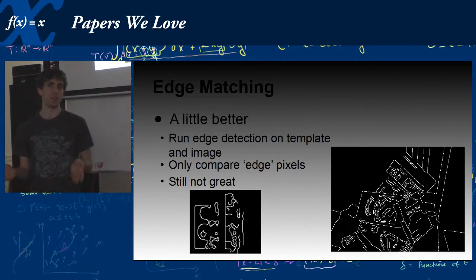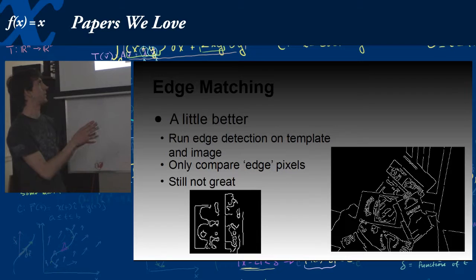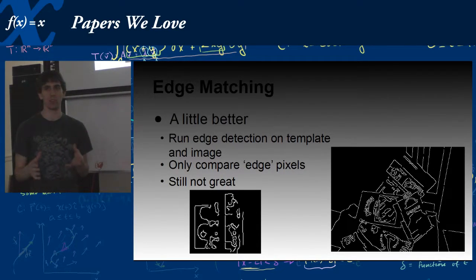There's many different ways of actually extracting edges, and you can maybe try a bunch and see what happens, and then only match up the edge pixels. This is a little better, and it's a little faster, because usually the volume of edge pixels in an image is going to be linear in the dimensions rather than quadratic, so it speeds things up. And yeah, you can usually apply certain optimizations to only compare to edge pixels. It's a little bit better.